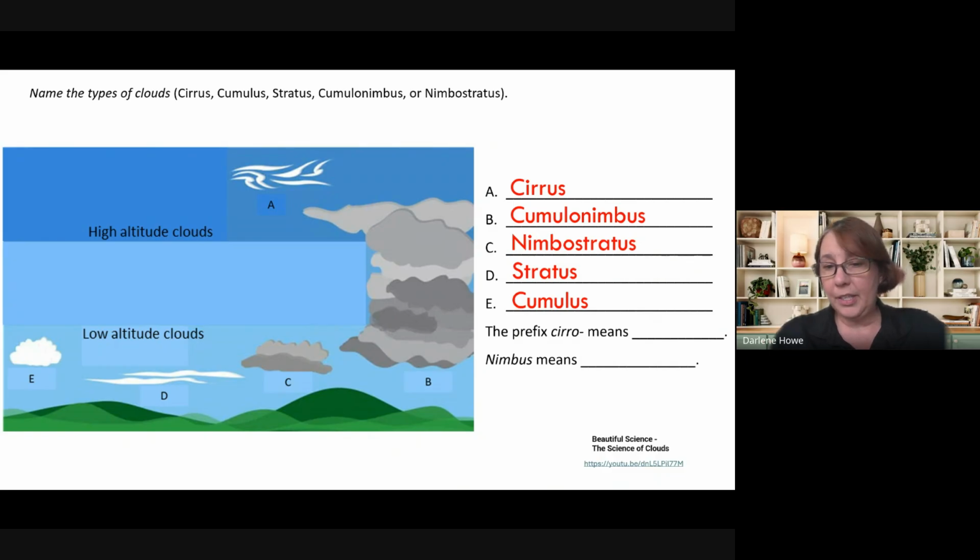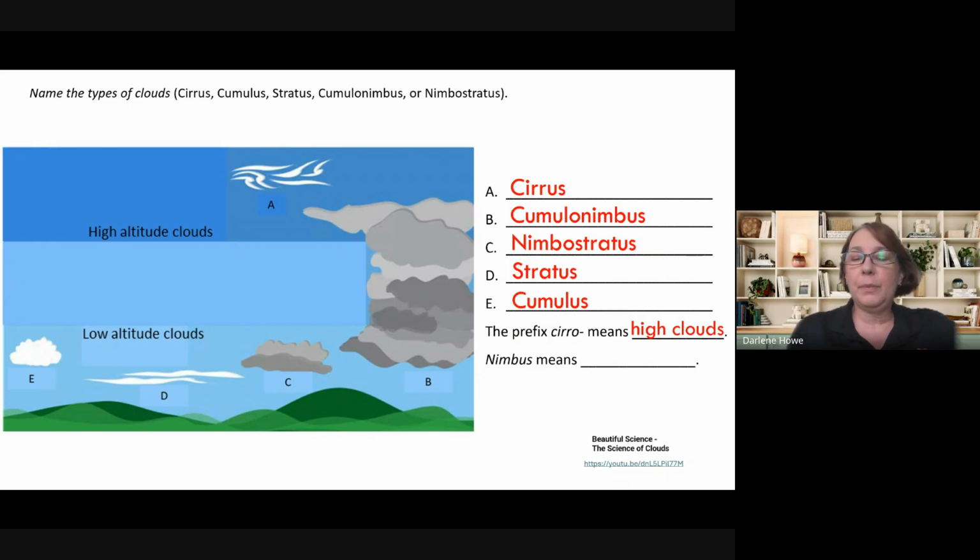And the next one says the prefix cirro means, okay, so when you see this prefix cirro, which cloud does it most closely resemble? Cirrus. And you have to remember, cirrus clouds are found very high in the atmosphere. So cirro means high clouds. Those are the clouds you'll find very high in the atmosphere, made of ice crystals.